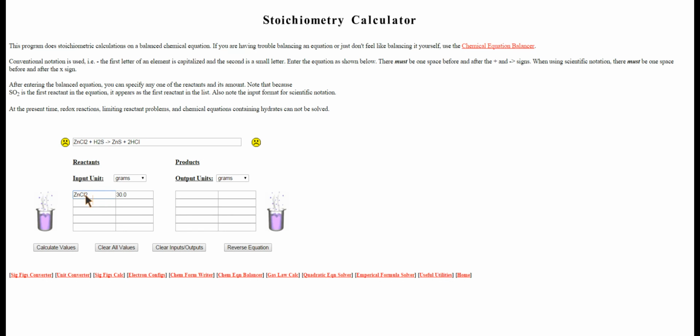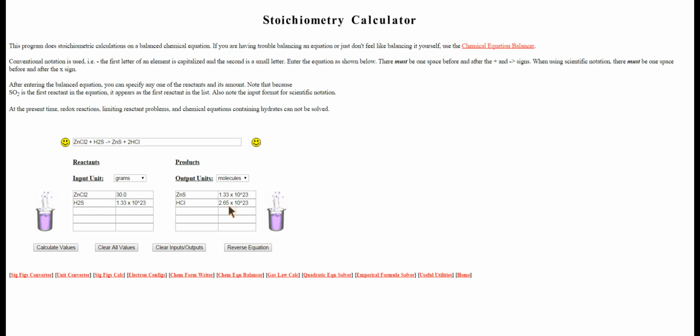Make sure your N and your L are lowercase, otherwise it will not do it correctly. We want to know how many molecules we're making from 30 grams of zinc chloride. Calculate values. This looks better. For every 1, 1, 1, 2, for number of molecules, we have 1.33 times 10 to the 23rd. Hydrochloric acid, we have twice as much of that, 2.65 times 10 to the 23rd. Now remember, 1 mole of anything is 6.02 times 10 to the 23rd. So this is about 1/6 of a mole. This is almost half of a mole, but not quite.